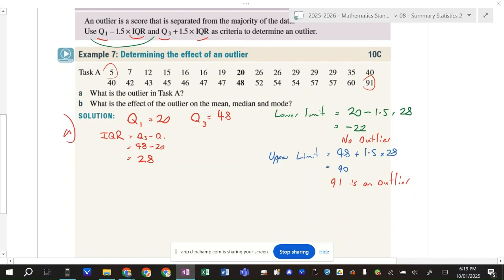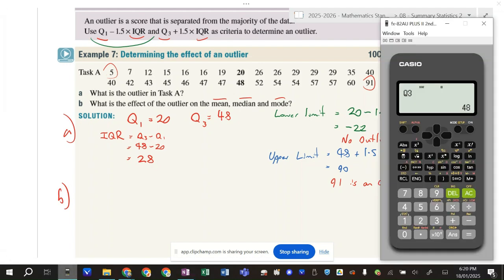Done. Now we're going to have a look at part B. And what we're going to do is we're going to find all these things out. We want to work out what the effect is on the mean, the median, and the mode. So the mean and the median we've got in the calculator, and in the mode it shouldn't. Well, we'll have a look at that.